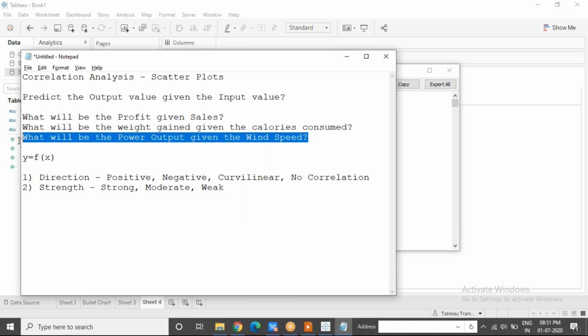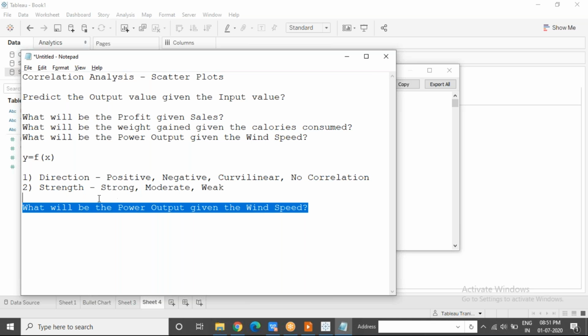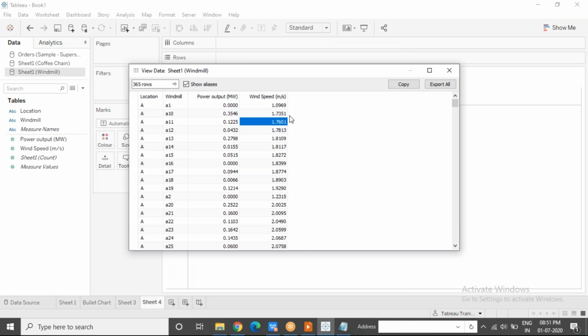Come up with an equation, express the power output as a function of the wind speed in such a way that I should be able to predict the power output when some wind speed is given to me. All right. So first of all, I have to do what? I have to check whether or not there is a relationship between the power output and the wind speed. How do I know whether or not there is a relationship between the two of them? I will go ahead and create a scatter plot.